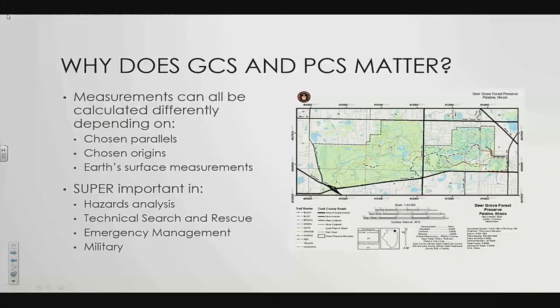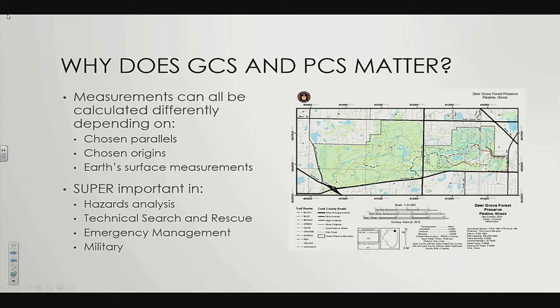Yeah. So why does GCS and PCS matter? This is one of the maps that I had to create for search and technical rescue. I just wanted to give you an idea of what this looked like. Measurements are calculated differently depending on which projected coordinate system you use, okay? They all have different origins. You remember the Cartesian coordinate plane, right?